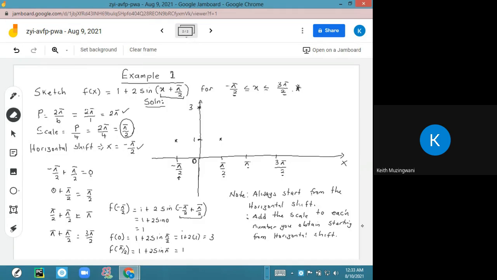Then we go to pi now. What is f of pi? So f of pi is equal to 1 plus 2 sine.